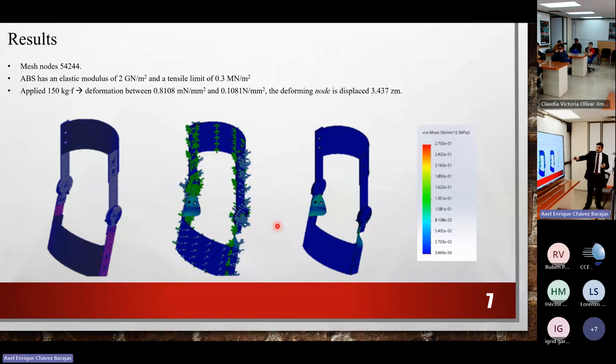In the third image, we can see the deformation scale that our knee brace suffers. This deformation scale is between 0.81 millinewtons per square millimeter and 0.10 newtons per square millimeter. And the deforming node is placed on the 3.43 centimeters. We can see the deforming prototype, but remember that we submitted it to an extreme load, so that's the reason only in this part we can see the deformation. Those pieces are made of the aluminum alloy.